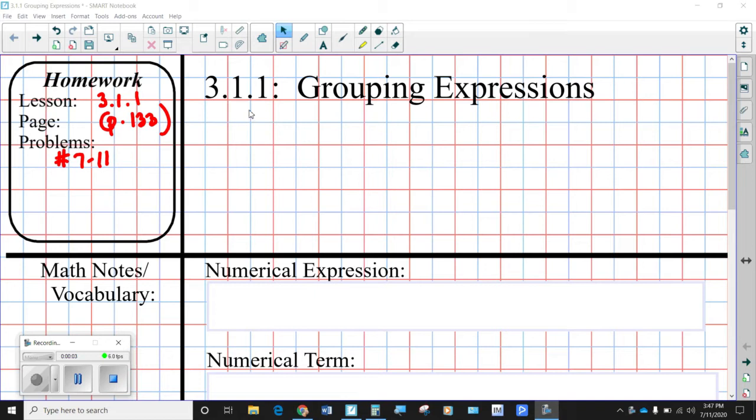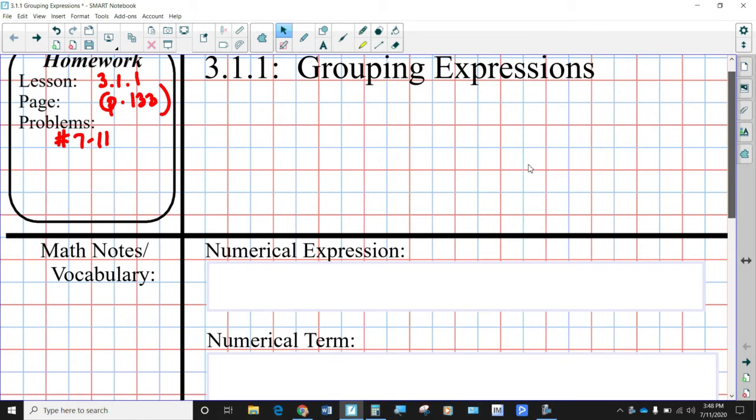Alrighty, now we begin chapter 3. Lesson 3.1.1 is entitled Grouping Expressions. This particular lesson is where we're going to review the order of operations, PEMDAS, and why we do what we do in the order that we do them. But it's also going to present a different strategy that one can use, which is related to PEMDAS, but not exactly the same, but it still works. You're still following the basic principles of PEMDAS, but it just looks a little bit different when you're simplifying. So let's get to it.